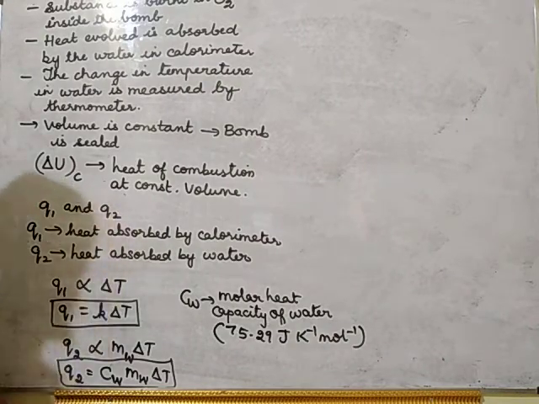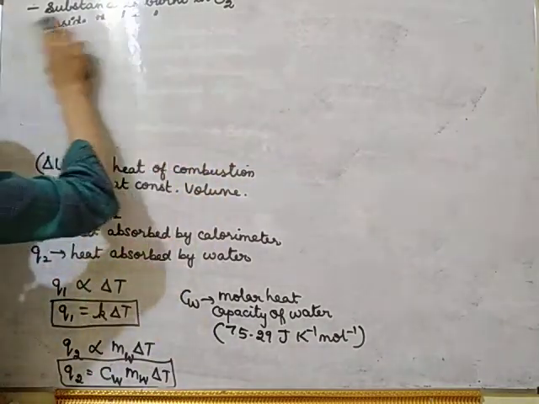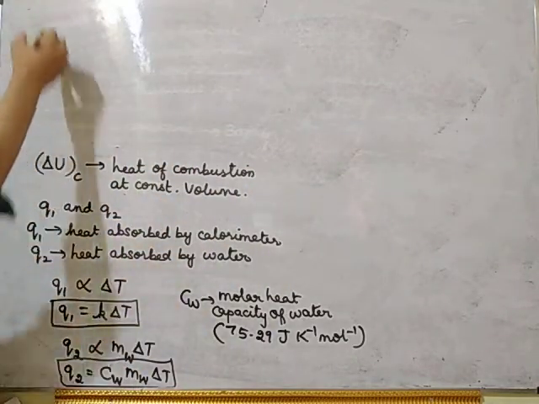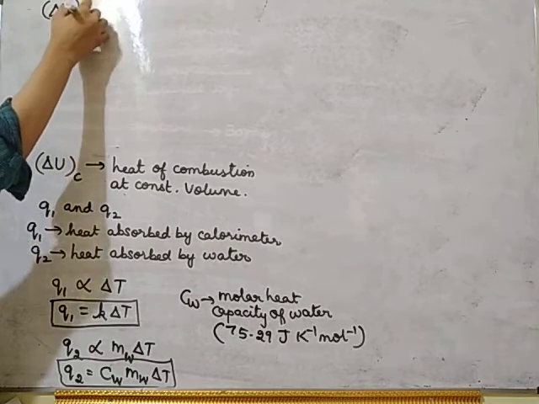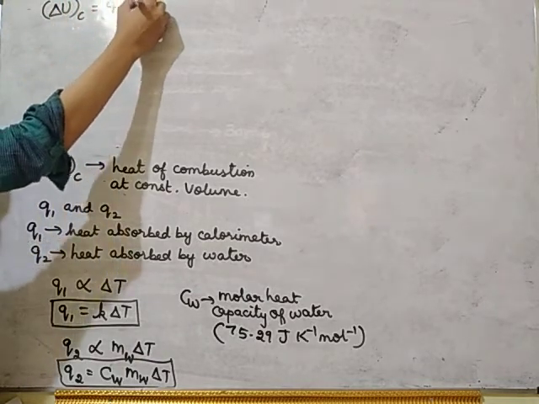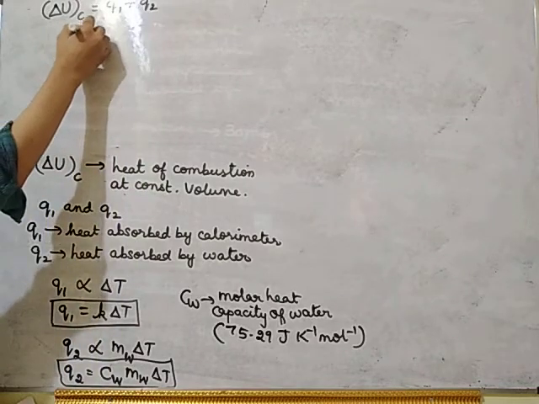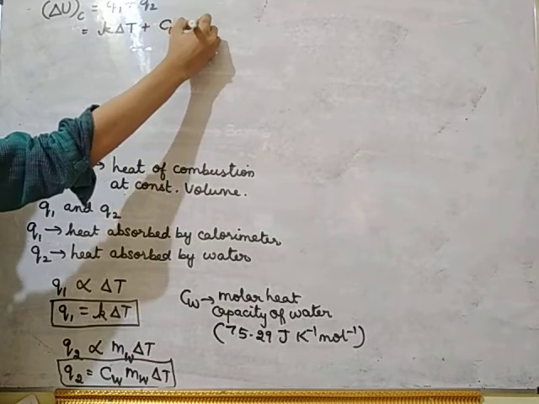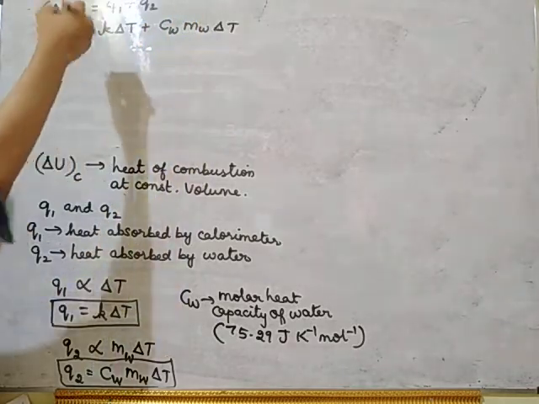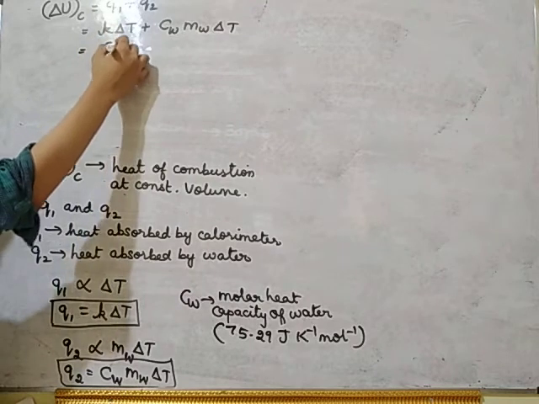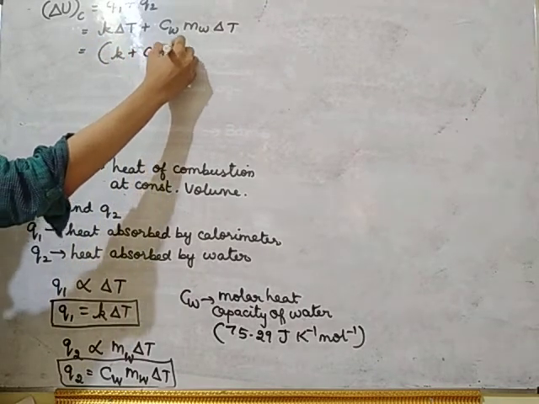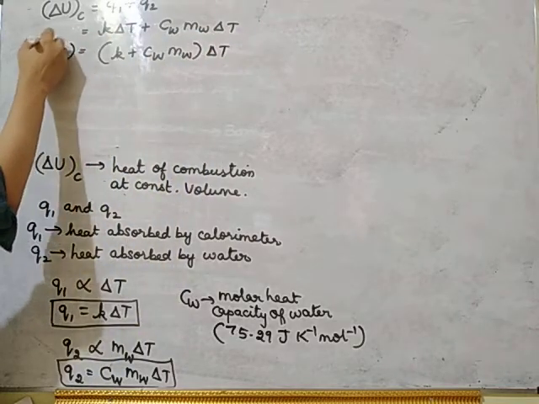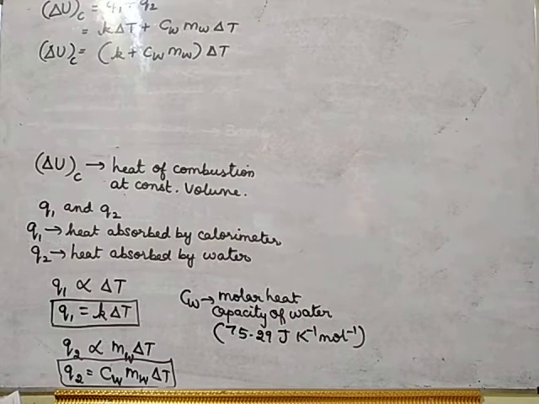Okay. So the heat of combustion. Heat is absorbed by the calorimeter and the water. So what will be the total heat? Delta U of C will be equal to Q1 plus Q2. So what is Q1? K into delta T plus Cw Mw delta T. So delta T you commonly take outside: K plus Cw Mw into delta T. This is delta U, that is heat of combustion.